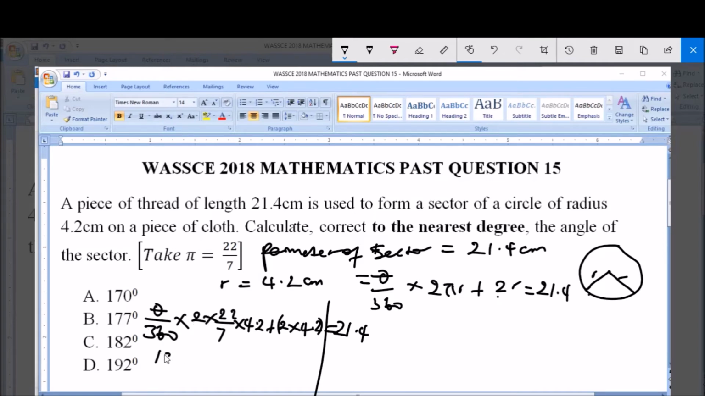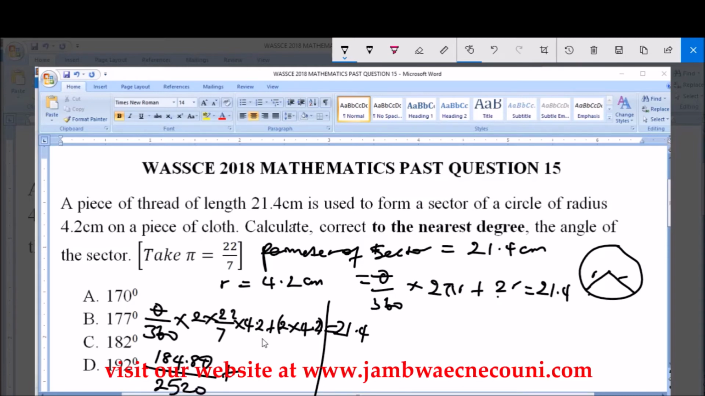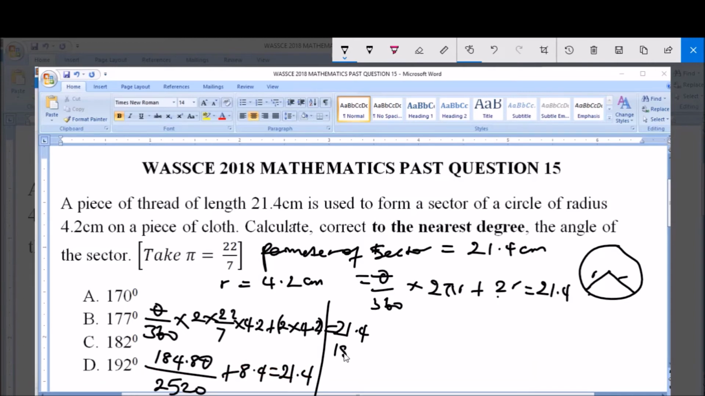So we can say 184.8 theta over, now 360 times 7 will give us 2520, plus, now 2 times 4.2 will give us 8.4, is equal to 21.4. Now from this we can simply say 184.8 theta over 2520 is equal to 21.4 minus 8.4. Now from this we have that 184.8 theta over 2520 is equal to 13.